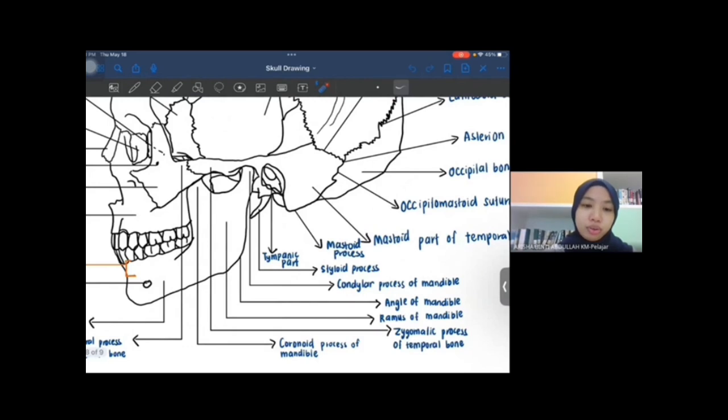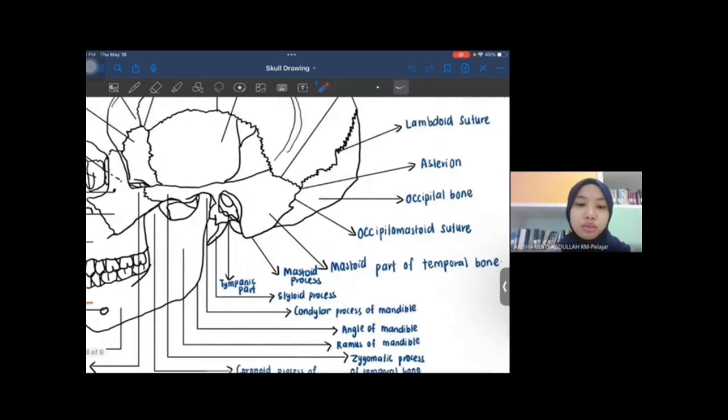So here is the coronoid process of mandible, and here is the zygomatic process of temporal bone. Over here is the condylar process of mandible, and here is the ramus of mandible. Here is the tympanic part, and here is the mastoid process of temporal bone.